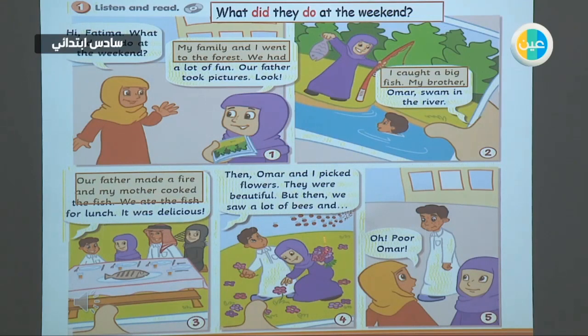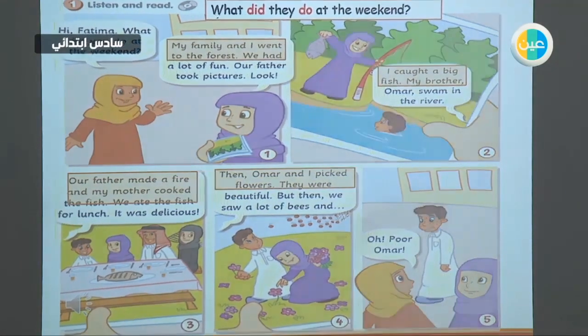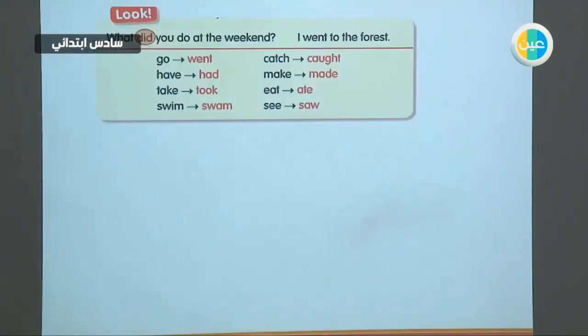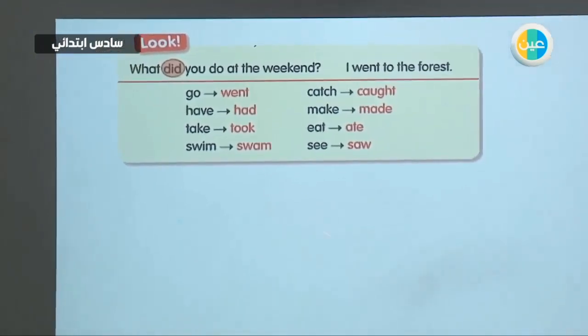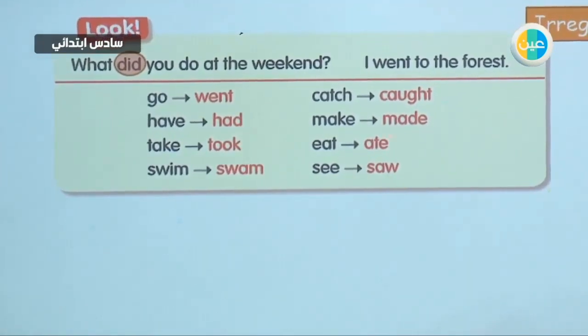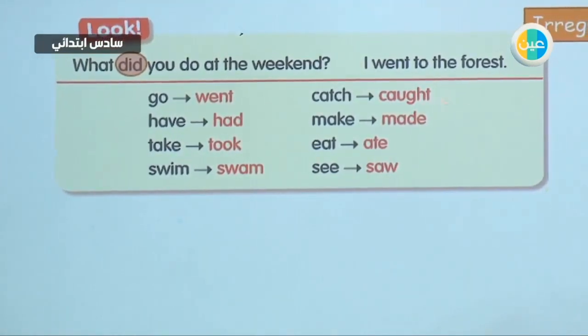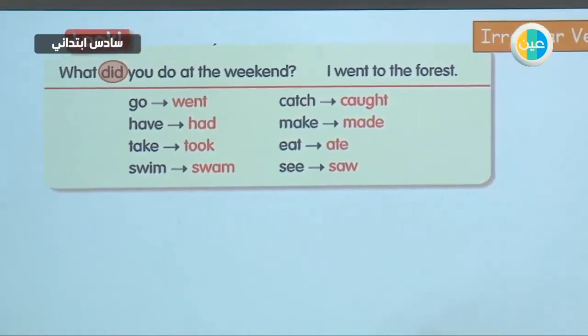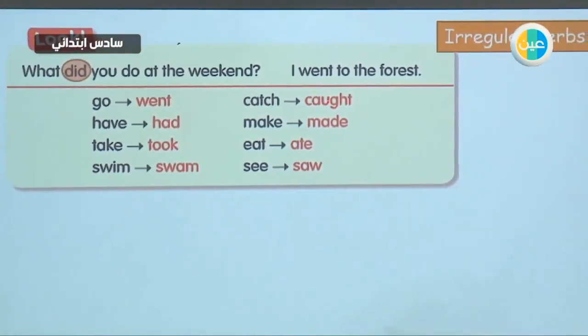Omar, what did he do with his sister? They picked flowers. This is a regular verb. And they saw a lot of bees here. So again, let's see the verbs. We said this happened in the past. We used some verbs. These verbs are irregular verbs, the verbs that don't have the ed at the end. The base form of the verb changes when we change the verb into past.